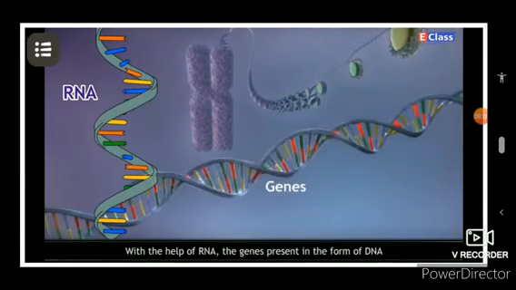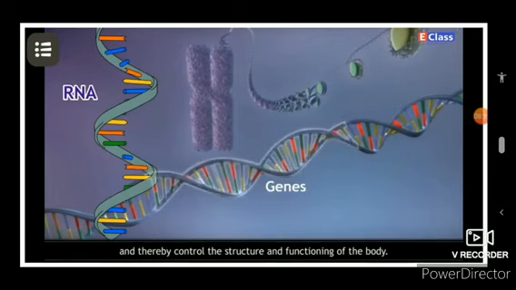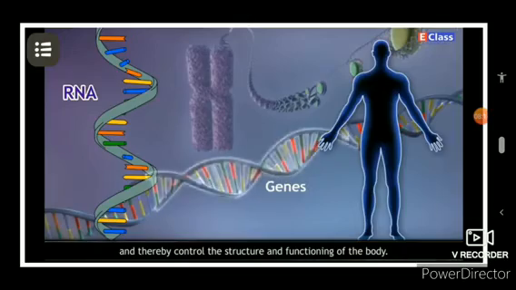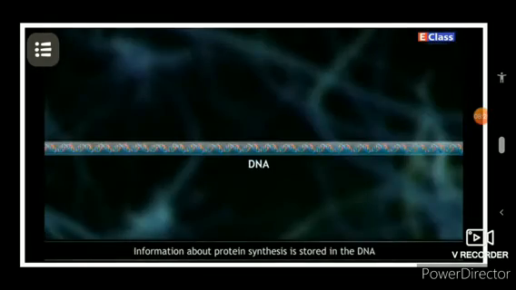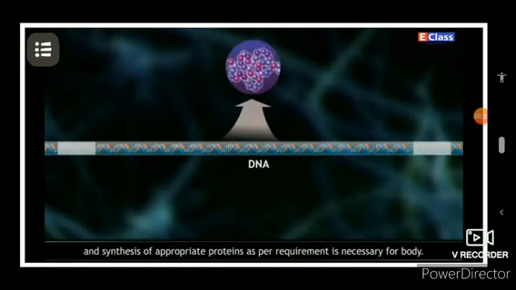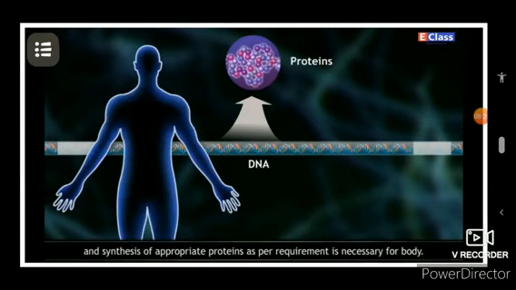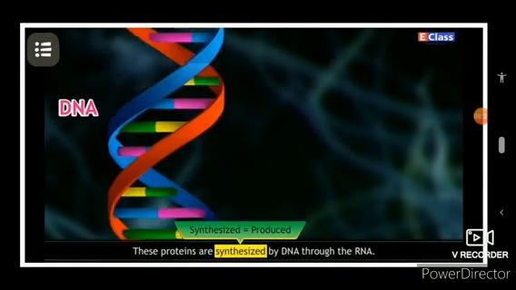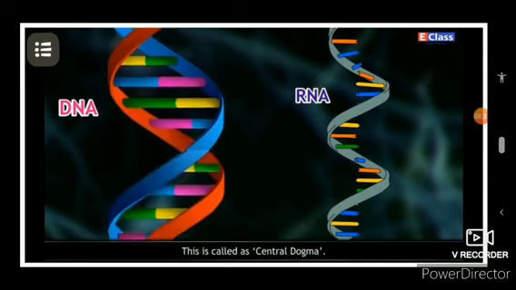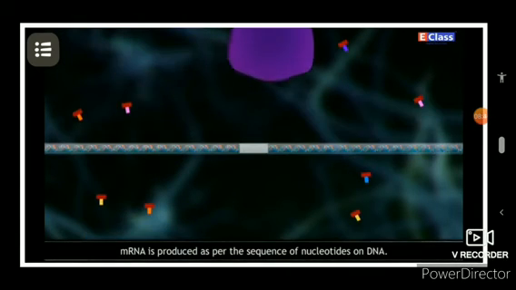RNA, genes participate in theory to control the structure and function of the body. Information about protein synthesis is stored in DNA, and synthesis of the appropriate protein as per the requirement is necessary for the body. These proteins are synthesized by DNA through RNA. This is called the central dogma.